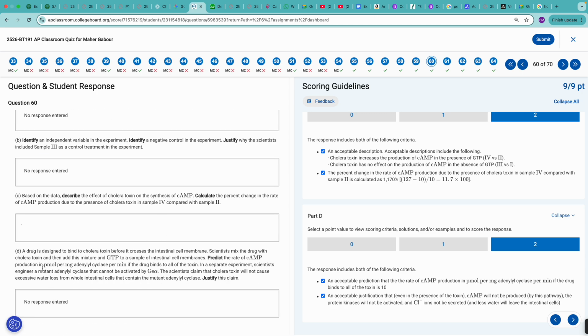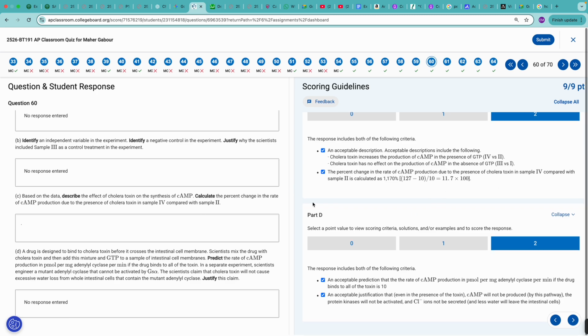So part D: a drug is designed to bind to the cholera toxin before it crosses the intestinal membrane. Scientists mix the drug with cholera toxin and then add this mixture and GTP to a sample of intestinal membranes. Predict the rate of cyclic AMP production in pmole per milligram adenylyl cyclase per minute if the drug binds to all of the toxin. In a separate experiment, wait, part C, I didn't do the percentage change.